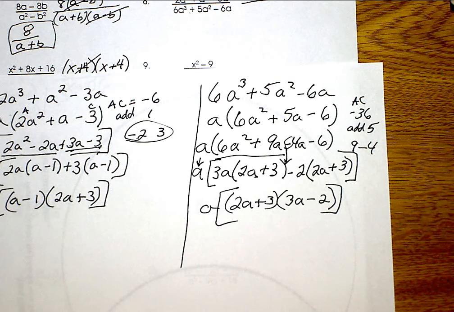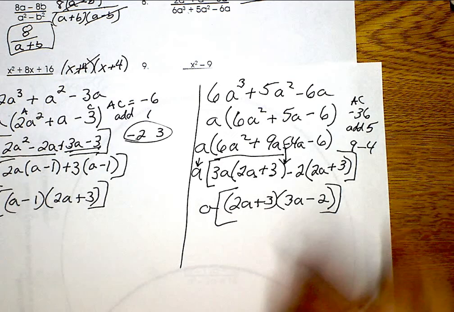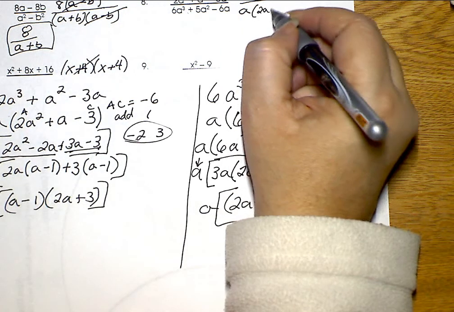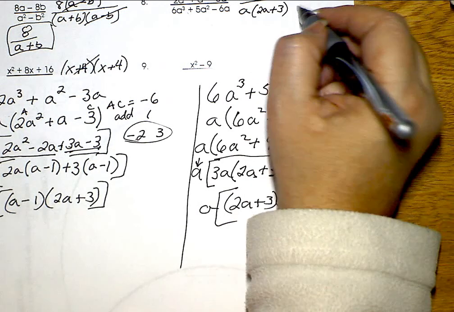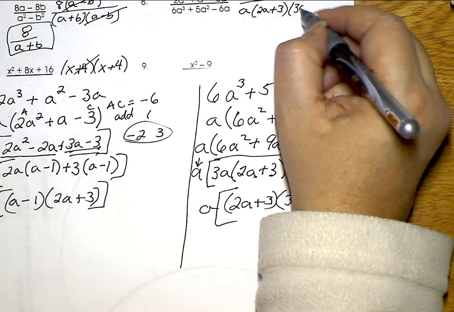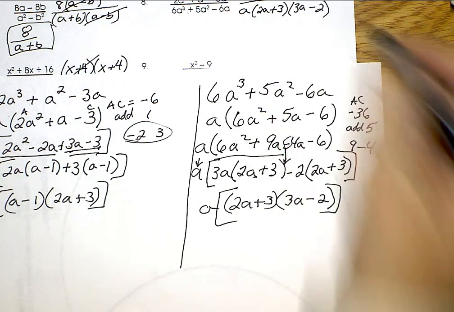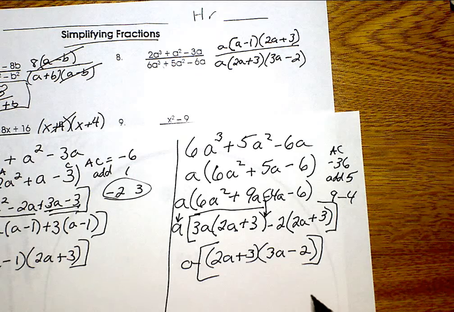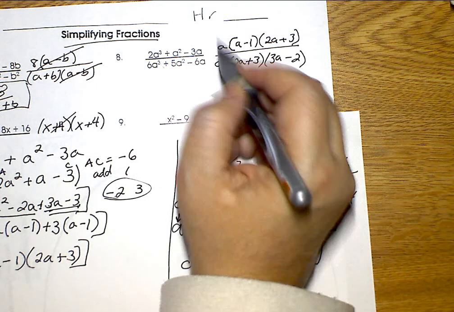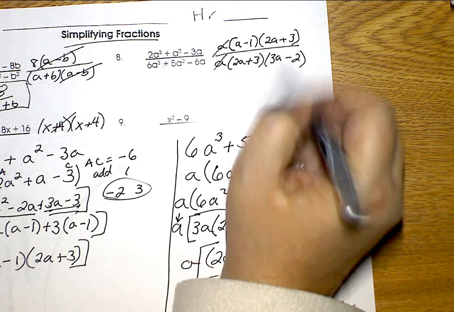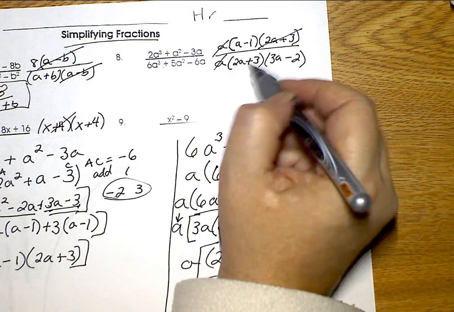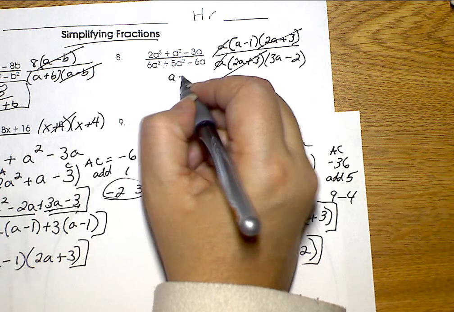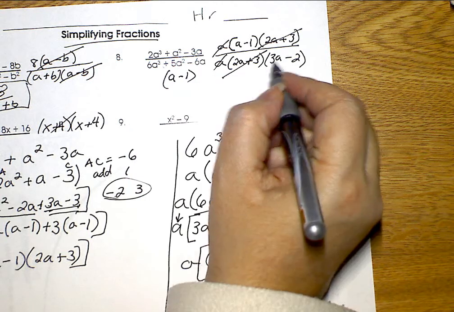You all know you wouldn't. So we have a and 2a plus 3 and 3a minus 2. All right, so we have to get rid of things that are in common. My a's are in common, and 2a plus 3 are in common. So I have a minus 1 and 3a minus 2.